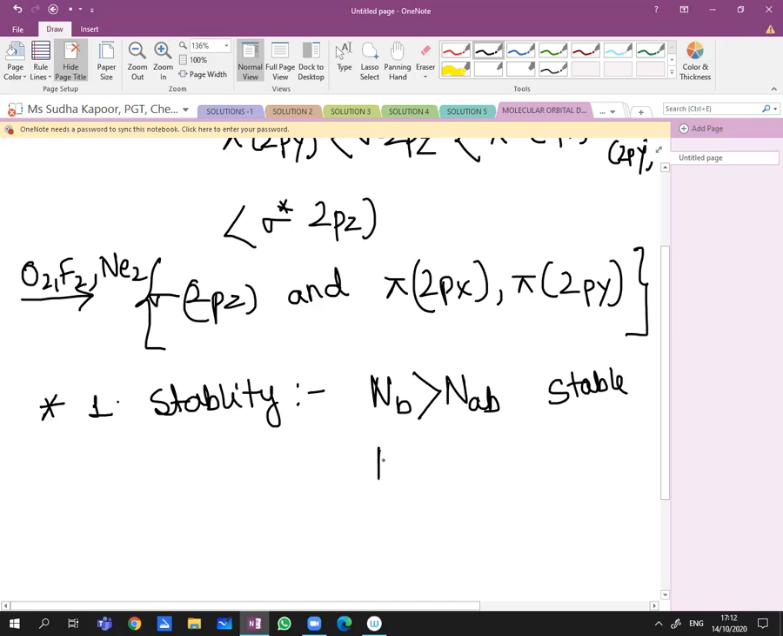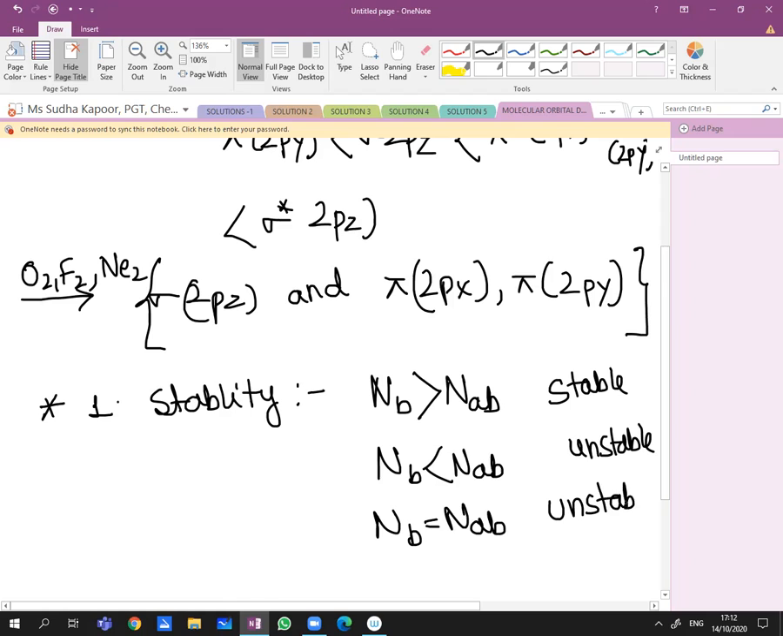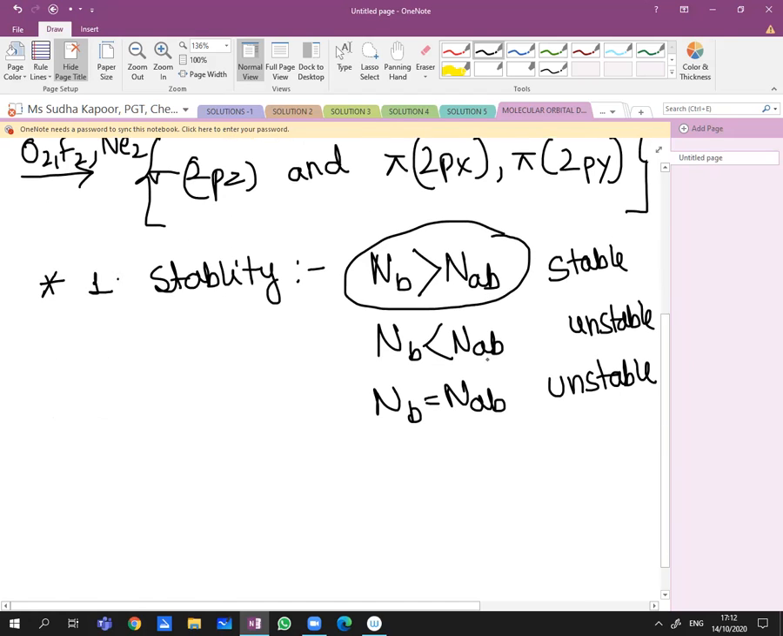In the other case, if the number of bonding electrons is less than the number of anti-bonding electrons, then it is considered unstable. The third case to keep in mind: if NB and NAB are both equal, then again it is considered unstable. So a molecule is considered stable only when the number of bonding electrons is greater than the number of anti-bonding electrons.